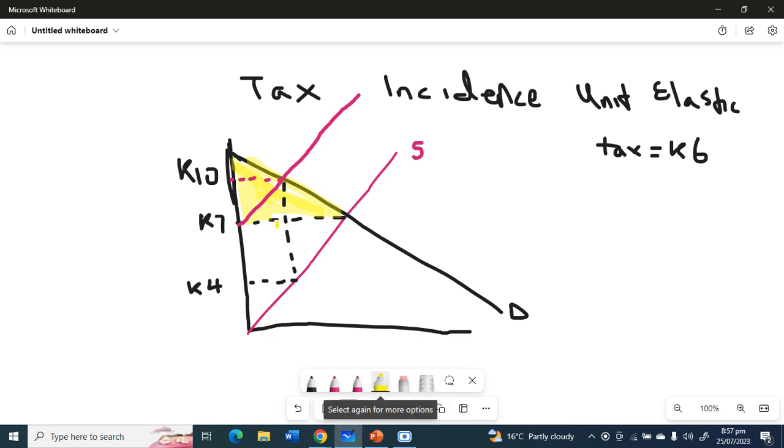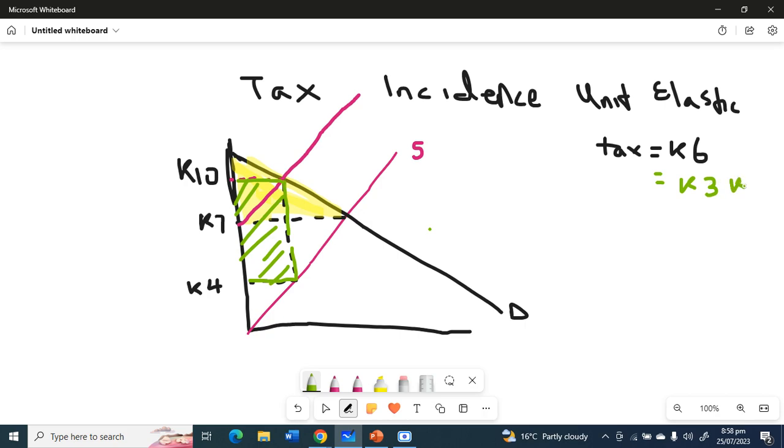This is going to be illustrated by this small box. Let me shade this small box. This box I'm shading green represents the tax revenue that the government is going to get. So as I said, the tax burden is shared equally. Out of this 6 kwacha, the consumer will pay 3 kwacha, and the supplier or the producer is also going to pay 3 kwacha. You can see this distance here, 3 kwacha, and this distance here, 3 kwacha.